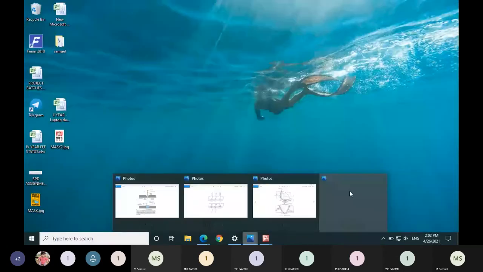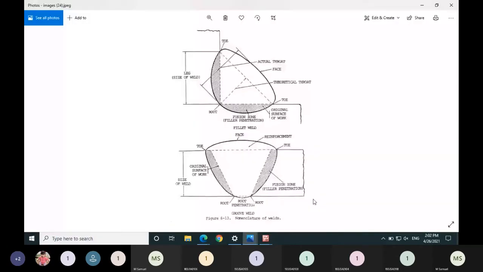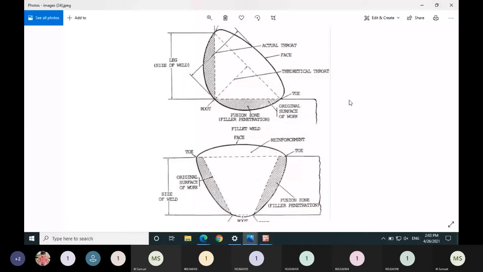This is a perfect example that gives you the difference between fillet weld and butt weld. In the first figure, the top figure, it is a fillet weld. As you can see this dotted line, I hope you can see this.